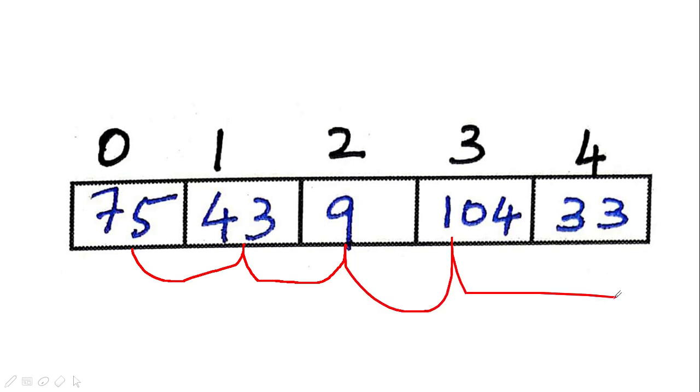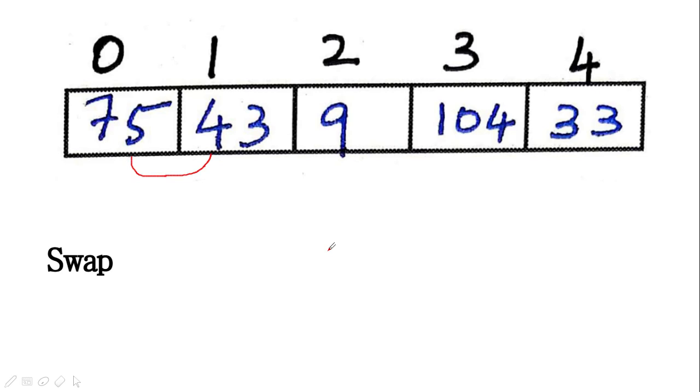I am showing the first step. So 75 is compared with 43. Now I want to arrange in ascending order, and it is violating the rule. The element to the right should be greater than the element on the left. That is, the element at index 1 should be greater than the element at index 0. It is not, so I have to do a swap. So 43 should go here and 75 should go there.